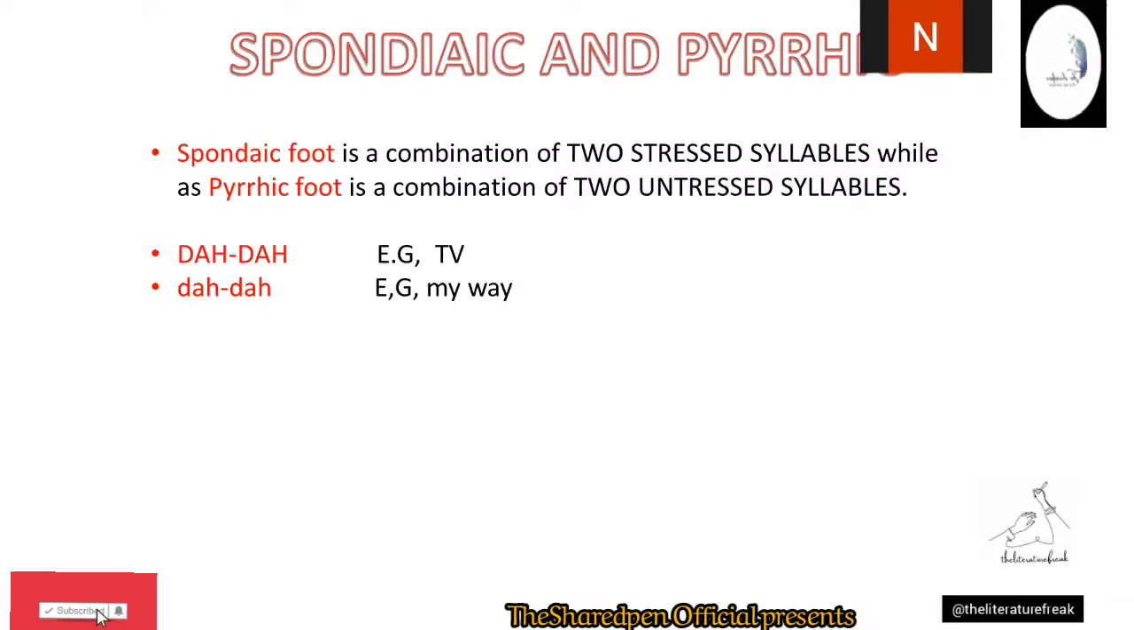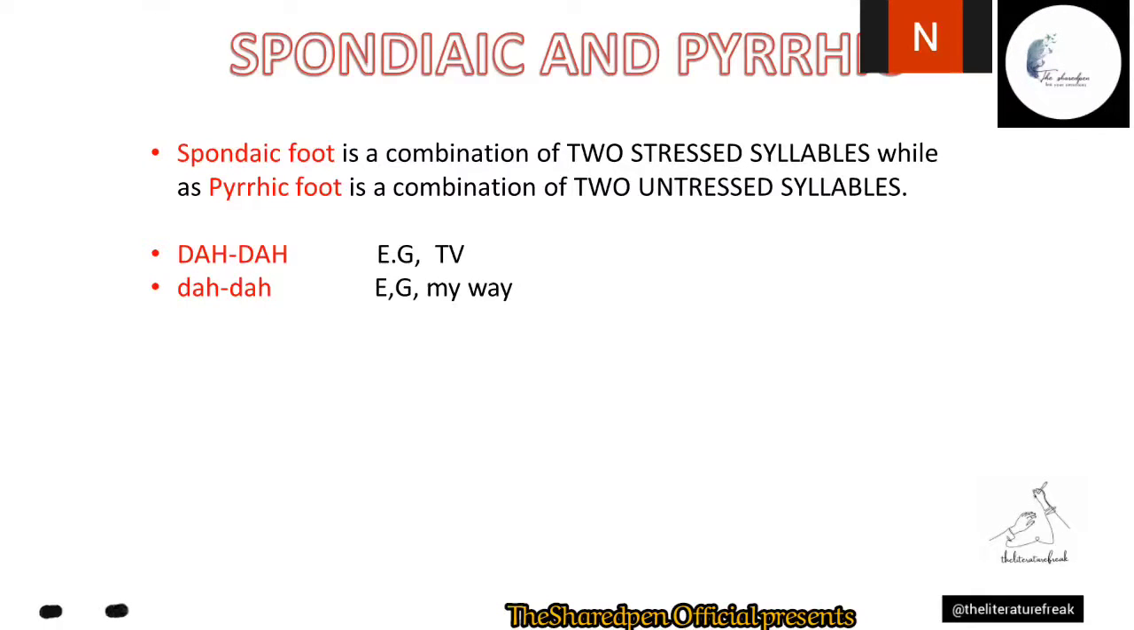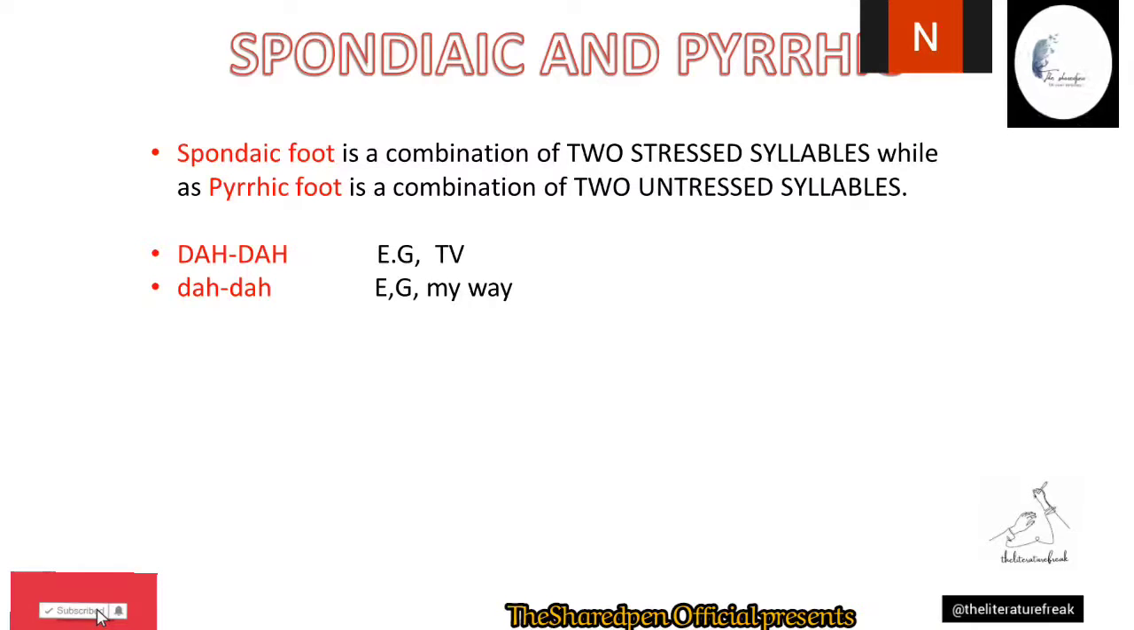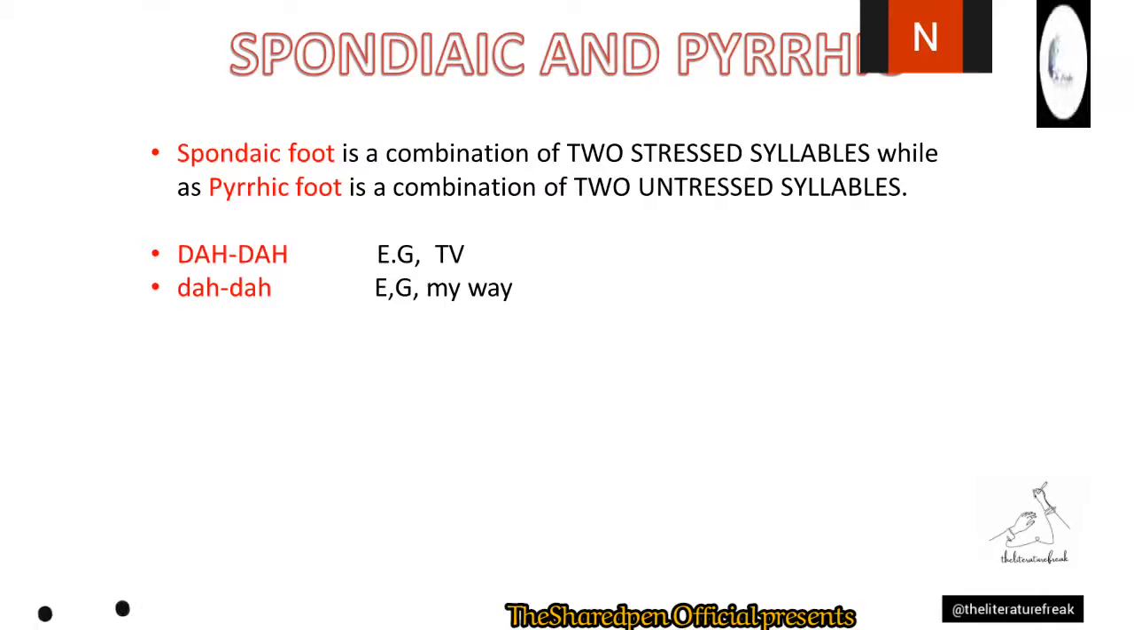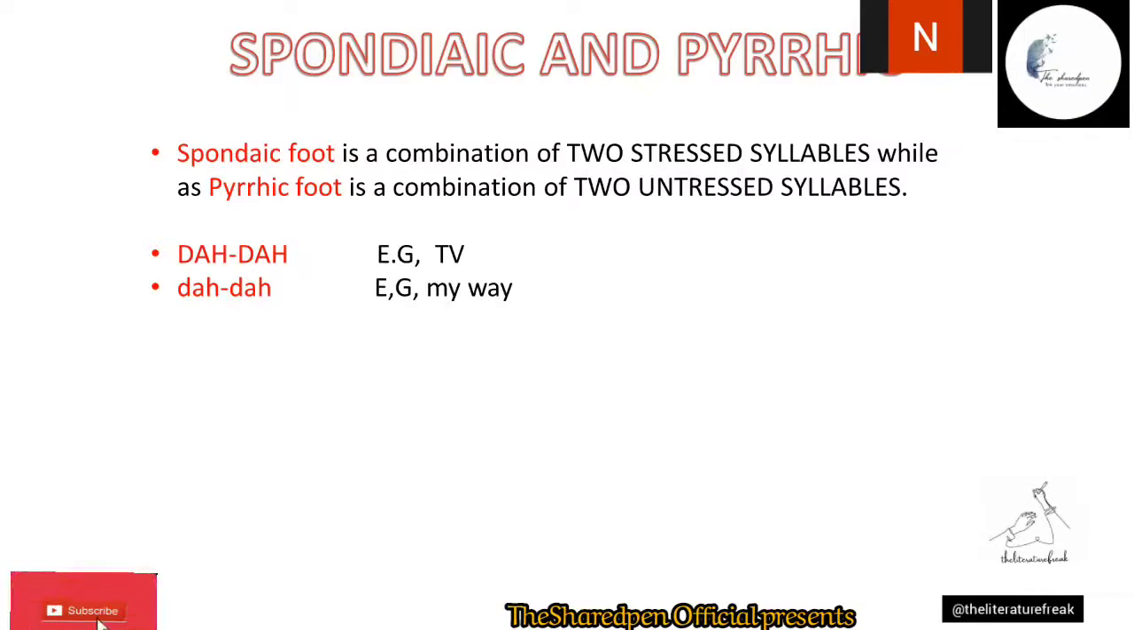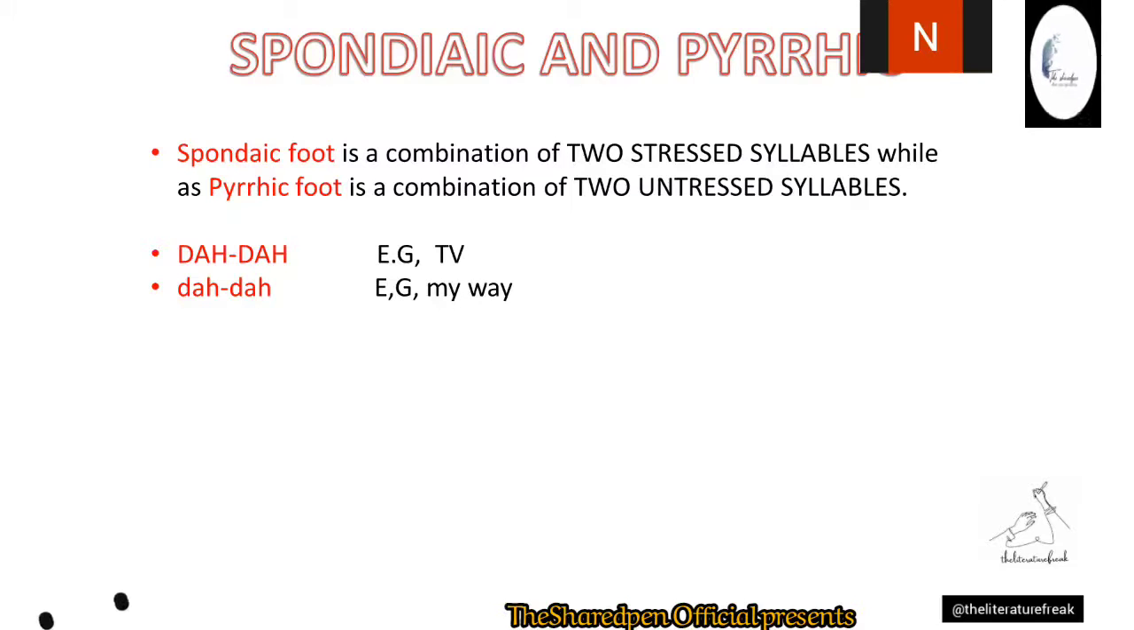One is called spondaic and the other pyrrhic. Spondaic is a combination of two stressed syllables, like TV, TV, DUM DUM. And the other is two unstressed. Pyrrhic is two unstressed, like da da, my way. DUM DUM is spondaic, da da, my way, is pyrrhic. These are some basic feet. These are the basic feet in literature, in linguistics, or in basic poetry.